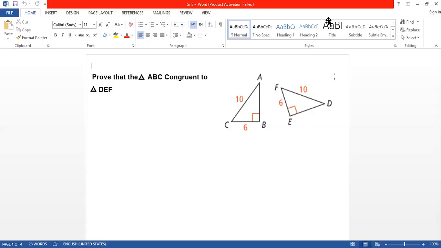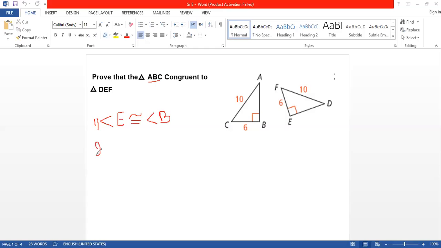In this example, we have two triangles, ABC and triangle FED. We need to prove that triangle ABC is congruent to triangle DEF. We need three conditions as usual. Condition number one, you have angle E congruent to angle B.